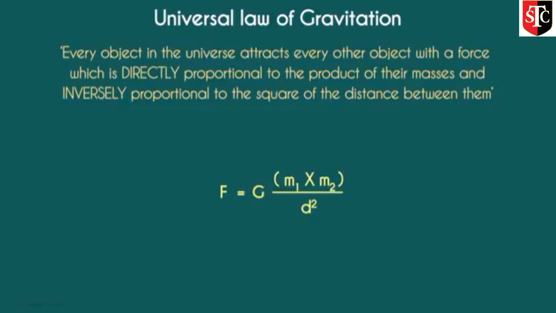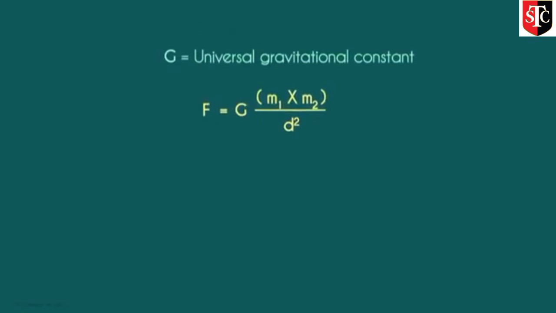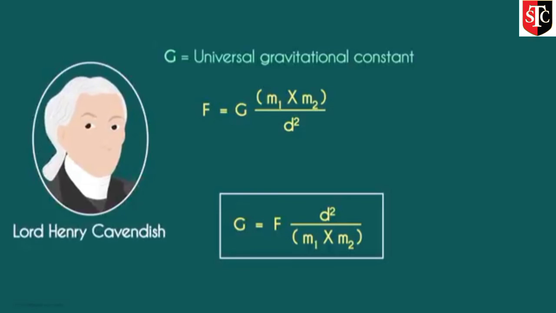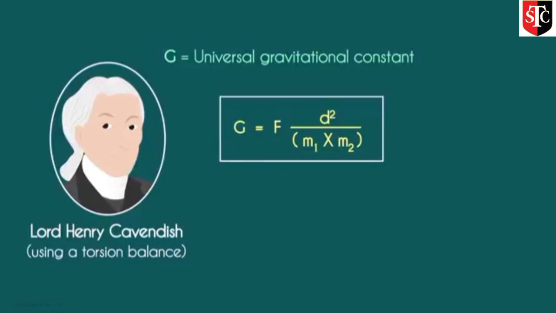G here is the constant of proportionality and is called the universal gravitational constant. The equation can be modified and written as G equals F times d squared over m1 times m2. The value of G was found out by Lord Henry Cavendish using a torsion balance. The universally accepted value of G is 6.673 times 10 raised to negative 11.